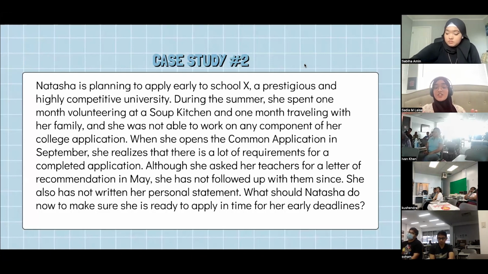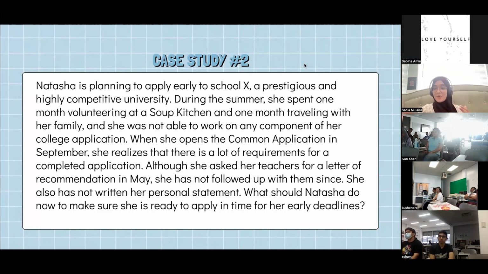In terms of what she can do, definitely yes, follow up with her letter of recommendation writers. And then she should get on with the personal statement. So make a timeline for yourself, an adjusted timeline. The timeline that we proposed might not be where you're at, so you have to be flexible with yourself.